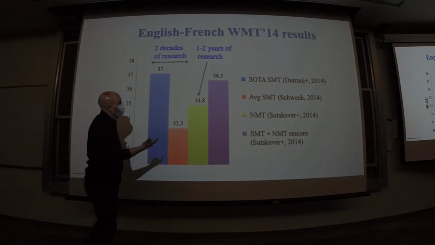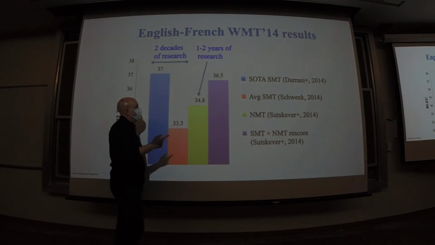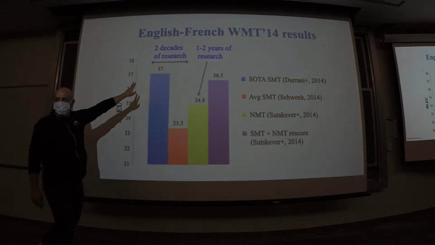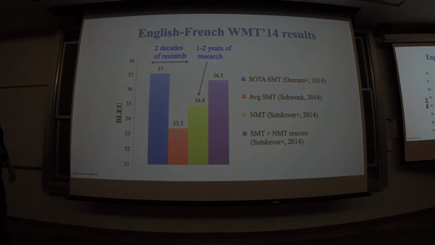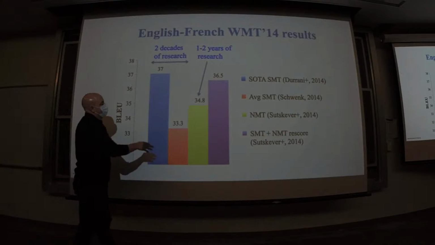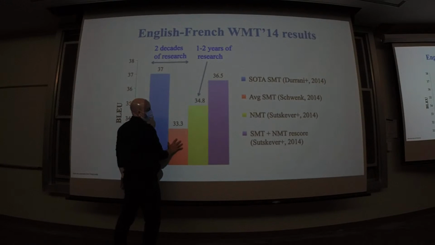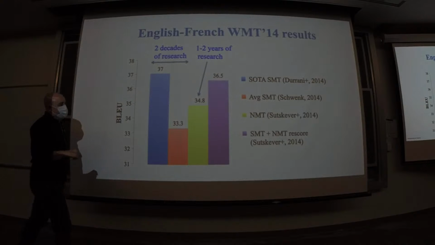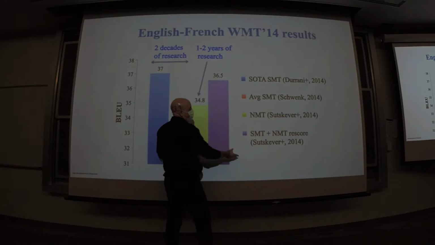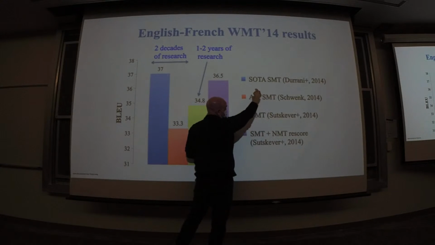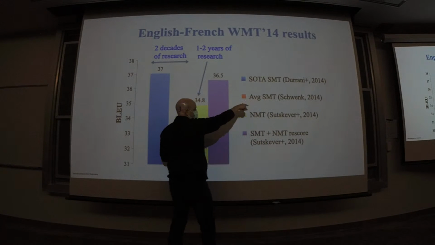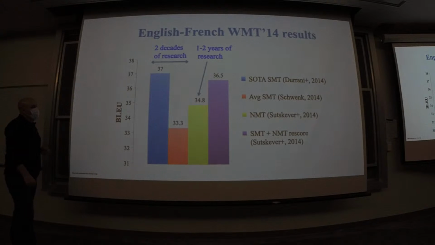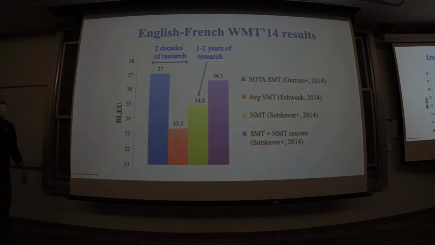So the seq-to-seq machine translation system gets a 34.8, which is not 37. So it's actually not state of the art. When this comes out in 2014, it has a score that's better than the average statistical machine translation system, but it's not state of the art. Interestingly, people combine the seq-to-seq model with some of these other statistical machine translation systems, and they got 36.5, which is still not state of the art.